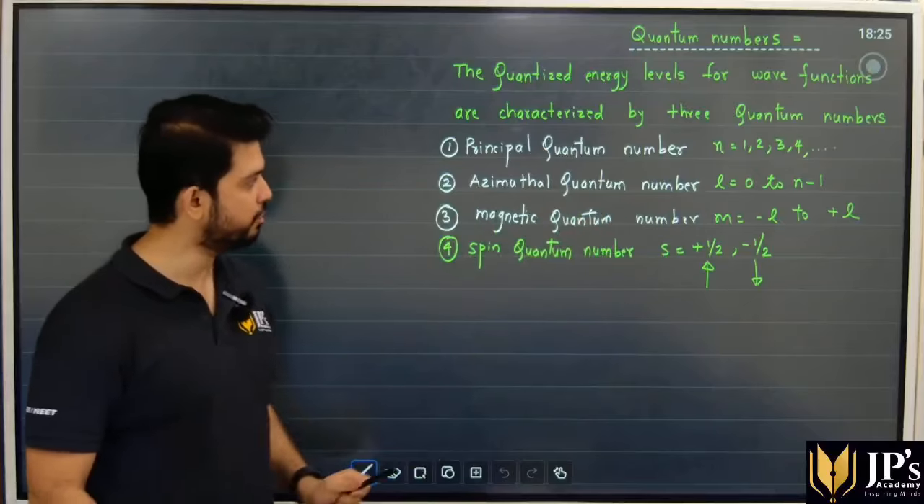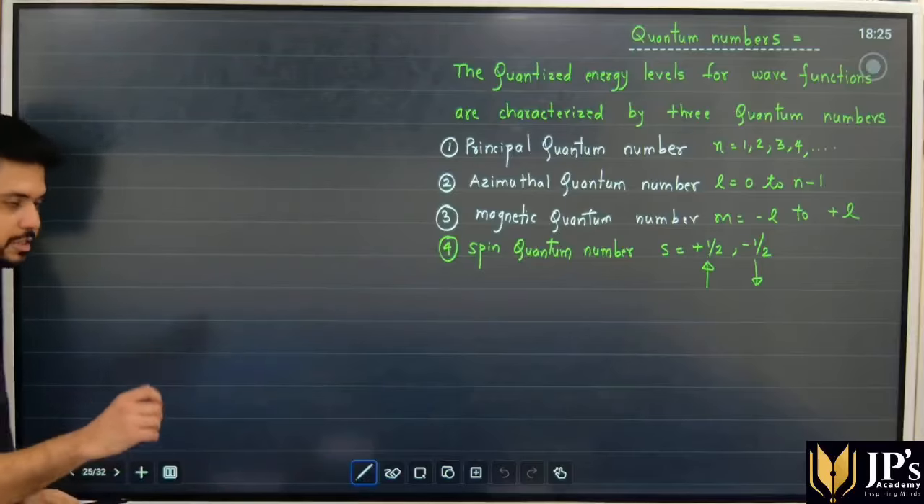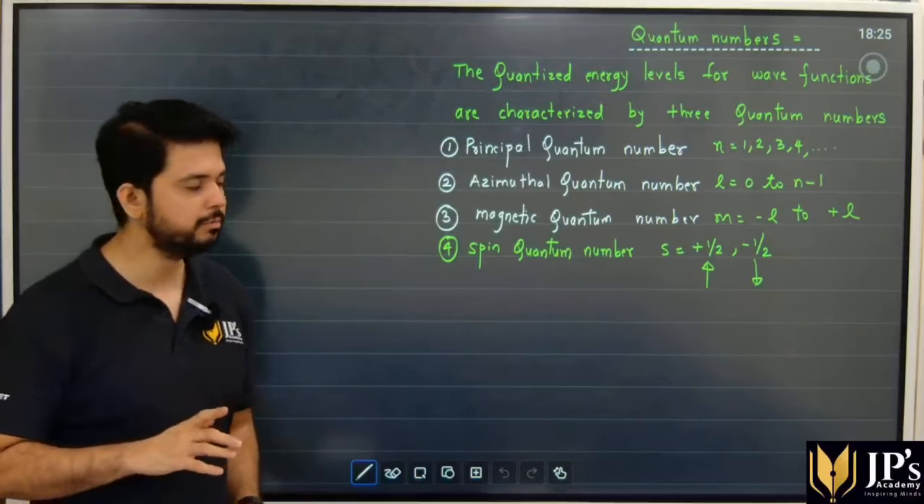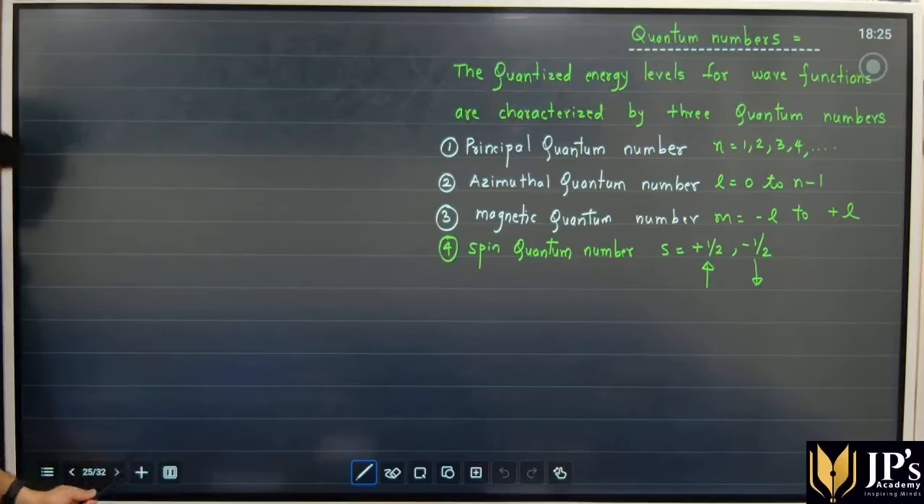I have also written their formulas. With the help of this, students, the spin quantum number was later introduced. We did not get it from Schrodinger's equation.